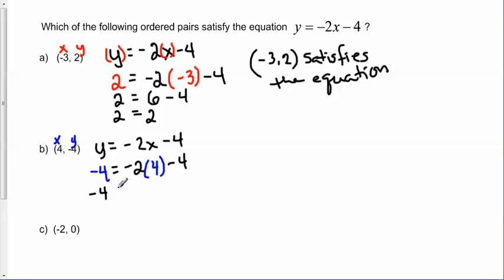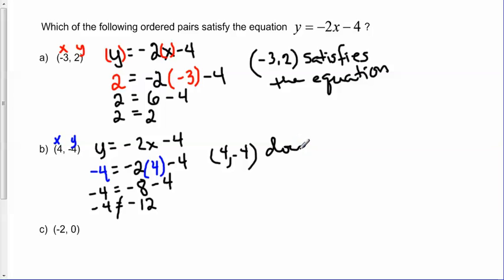So negative 4 equals, well, negative 2 times a positive 4. Negative times a positive is a negative. 2 times 4 is 8. Minus 4. Now we have to be really, really careful on our signs here. Negative 4 equals negative 8 minus 4, which is going to give us negative 12. Right? The signs are the same, and so we combine them and we keep the same sign. This is not a true equation. Those are not equal to each other. So 4, negative 4 does not satisfy the equation.